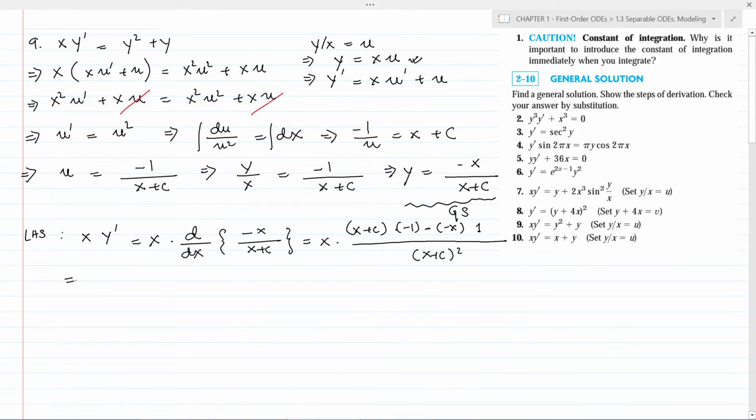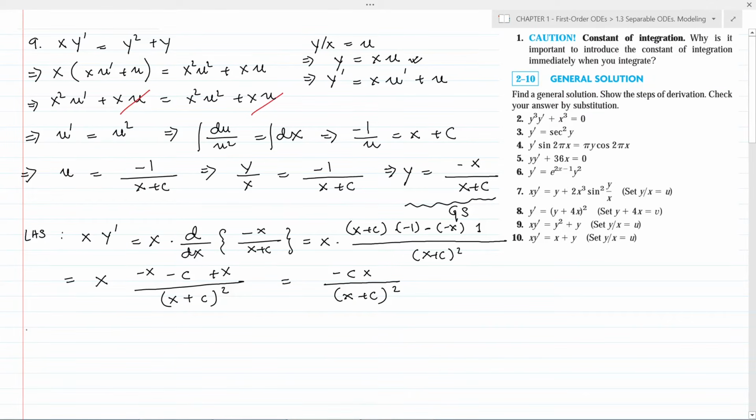This we can simplify and write as x, and in the numerator we will write minus x minus c plus x, divided by x plus c squared. This is equal to minus cx divided by x plus c whole square.